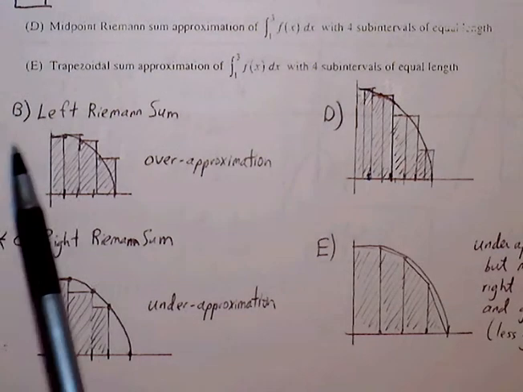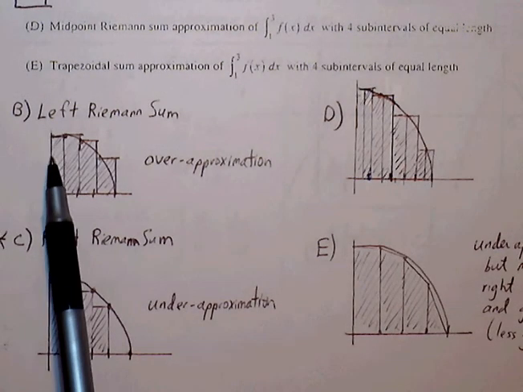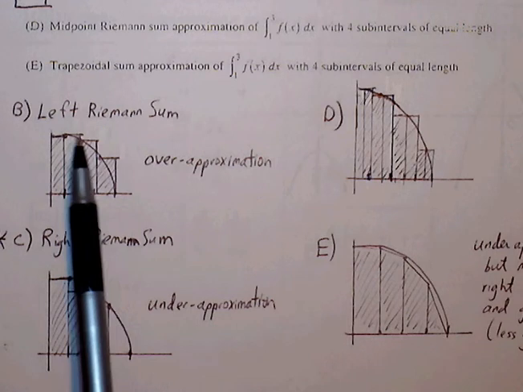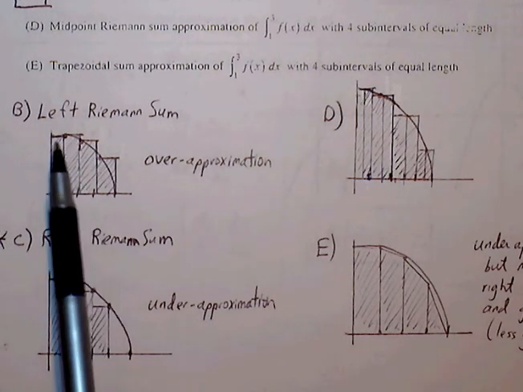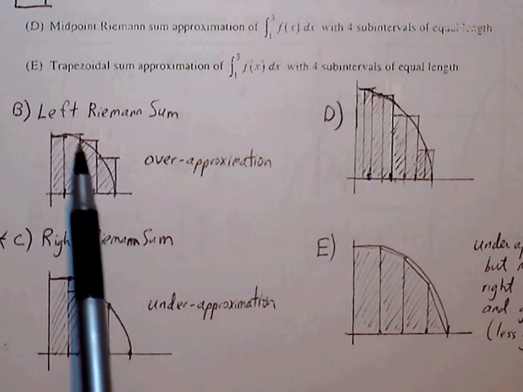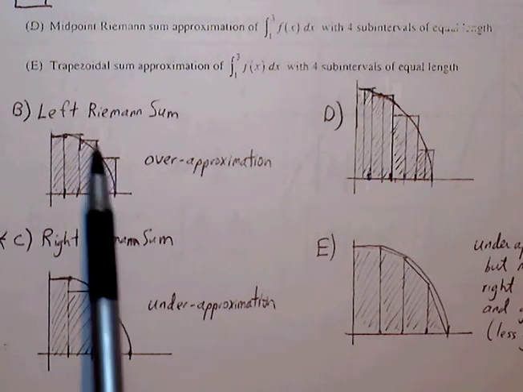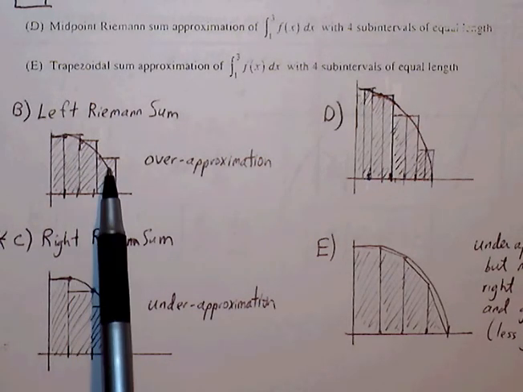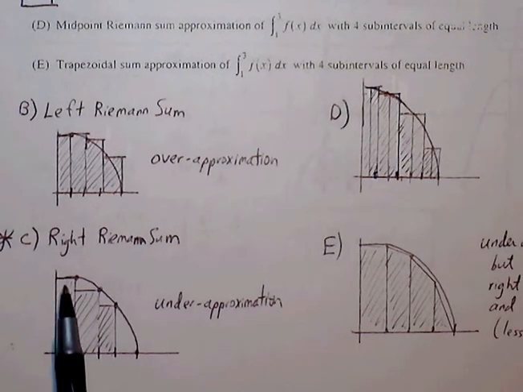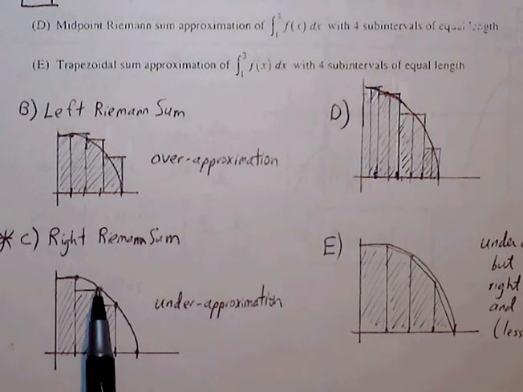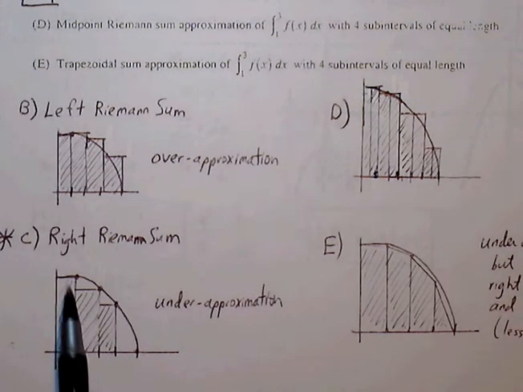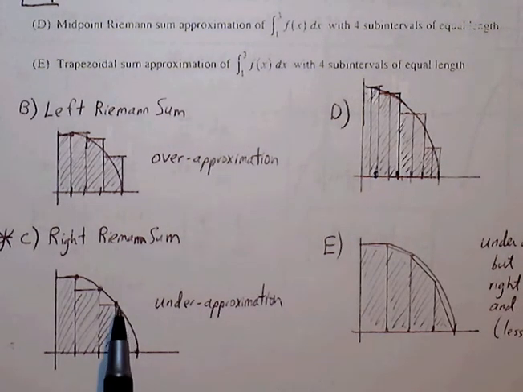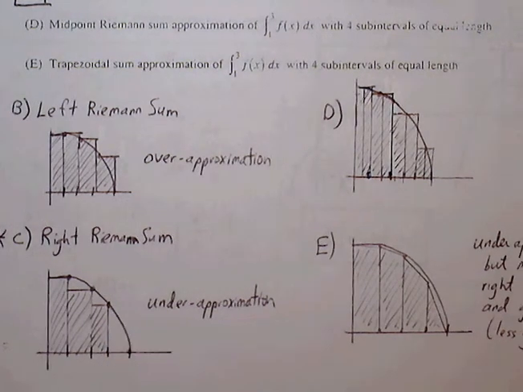And we can say left Riemann sum, where each rectangle that we draw has the left upper corner attaching to the graph. So we see that these rectangles are gonna sit above the curve. So this is gonna be an over approximation. A right Riemann sum we see is going to be an under approximation because a decreasing curve with the right endpoint connected to the graph will always produce an under approximation.